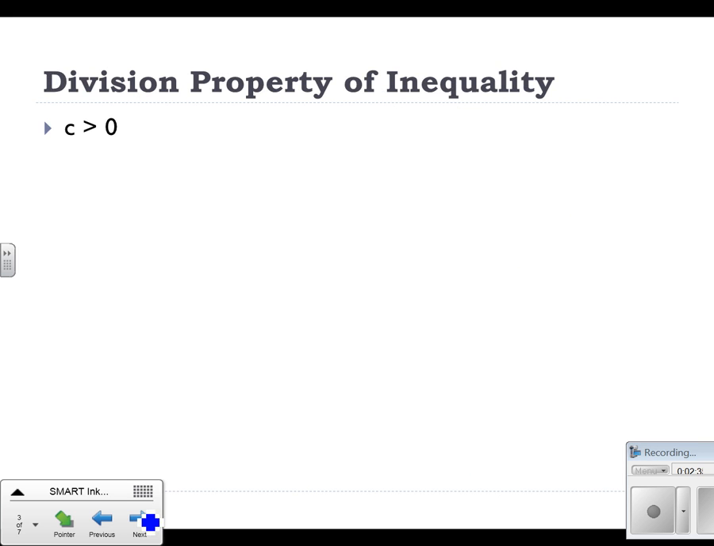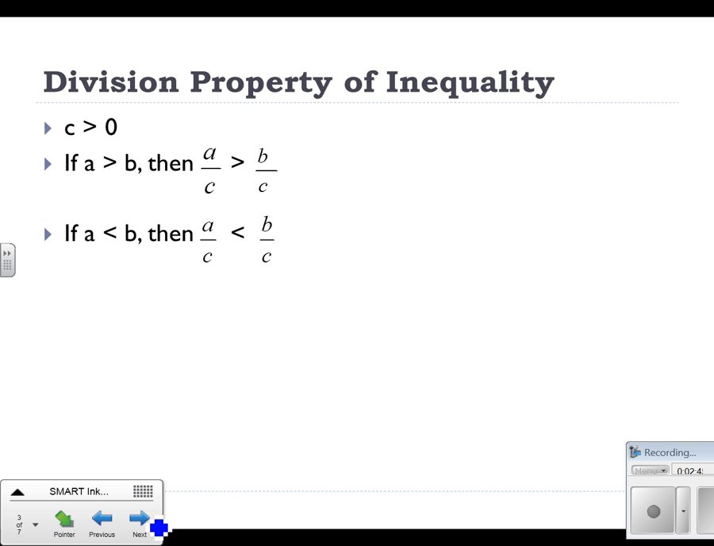The same here in division is true. If you have some number greater than 0, if you divide both sides of an inequality by C, it remains the same. So if I had 6 is greater than 3, and I took 6 divided by 3 and 3 divided by 3, which then would be 2 and 1, 2 is still greater than 1.